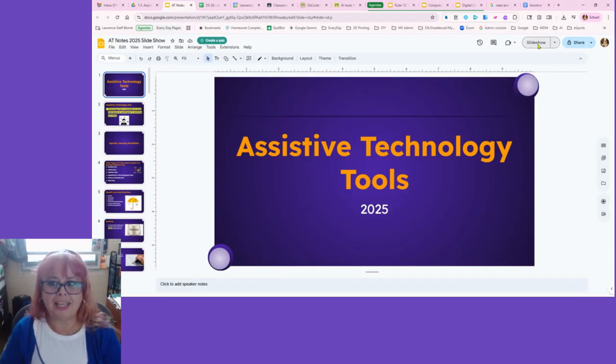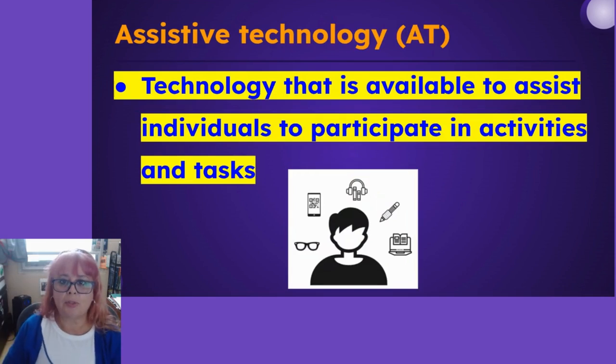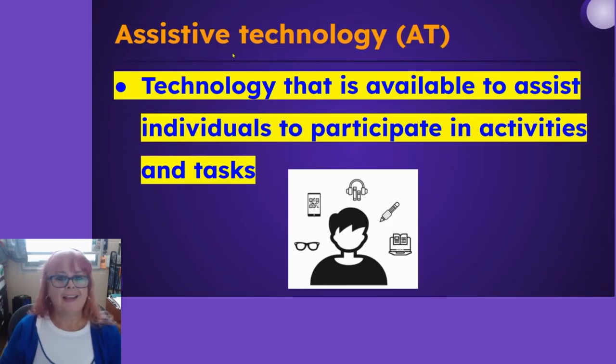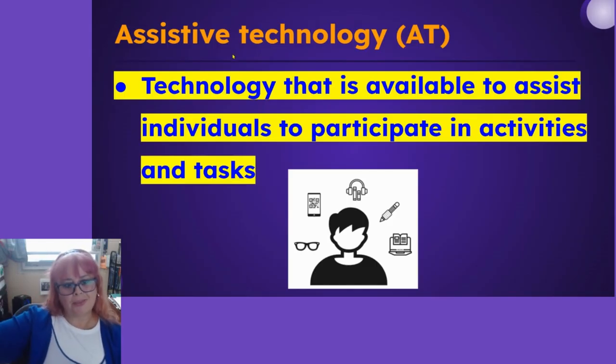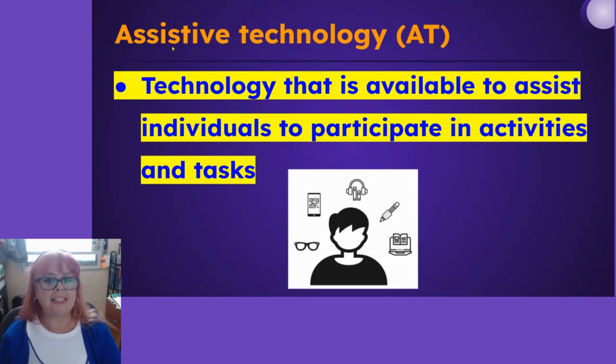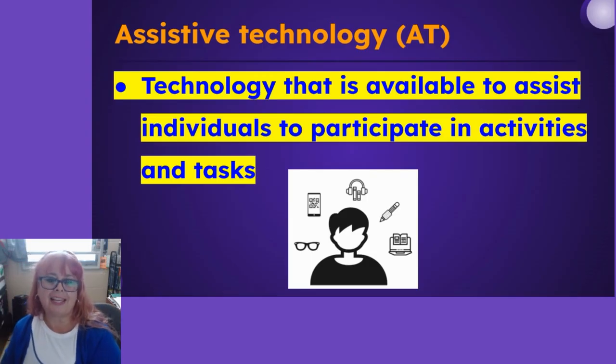So the first thing here is, what is assistive technology? So notice the orange stuff will be on the left-hand side of the notes. Everything that's below that will be on the right side of the notes. All right, so assistive technology is any technology that is available to assist individuals to participate in activities or tasks.